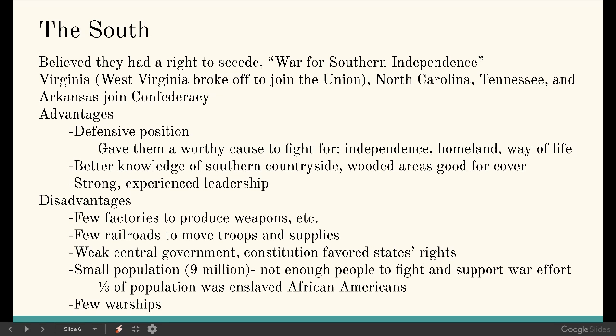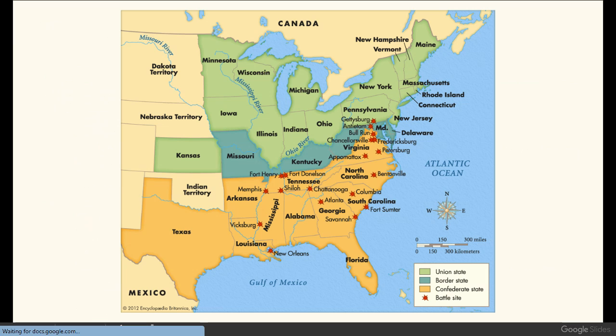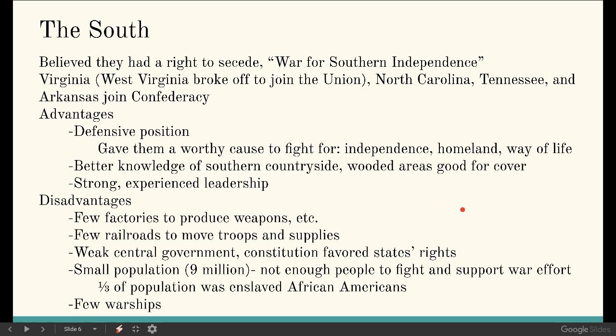They had a much better knowledge of the southern countryside. So going back to our map before, we see a lot of the battles are happening here in the South. That's going to be an advantage for the South. They know the countryside. There's lots of wooded areas that are good for cover. And so they're going to be at an advantage there.